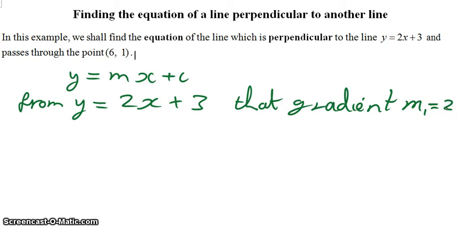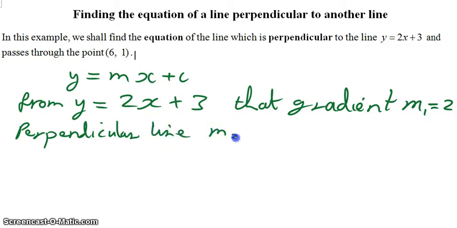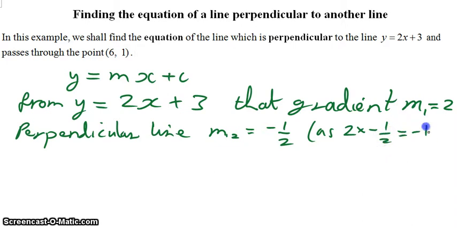And we also know that the line that we're trying to find is perpendicular to that line. Now the perpendicular line, its gradient, we'll call that m2, must be negative 1/2, and that's because 2 times minus 1/2 is negative 1. That's the result that we found in our little investigation that we did earlier. So we've got the gradient of the new line.